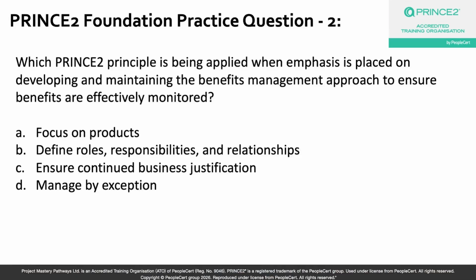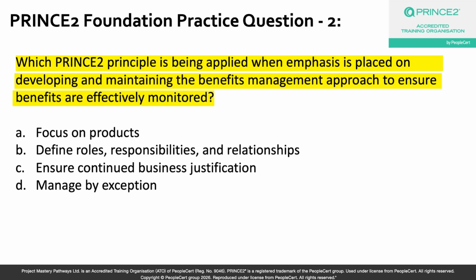Right, so question number 2, please read the question and try to solve it before we take this together. Now the question describes a situation where active effort is being put into developing and maintaining the benefits management approach with the specific goal of monitoring the benefits effectively. So the question asks which PRINCE2 guiding principle this behavior does actually reflect, right? So let's walk through the options one by one.